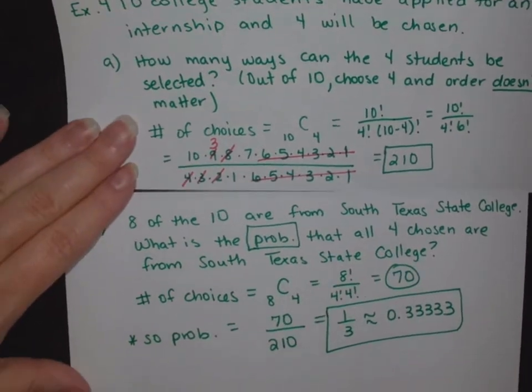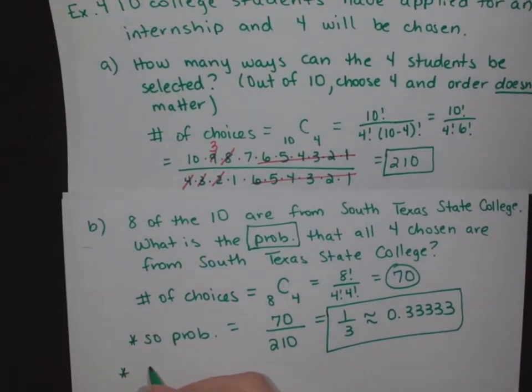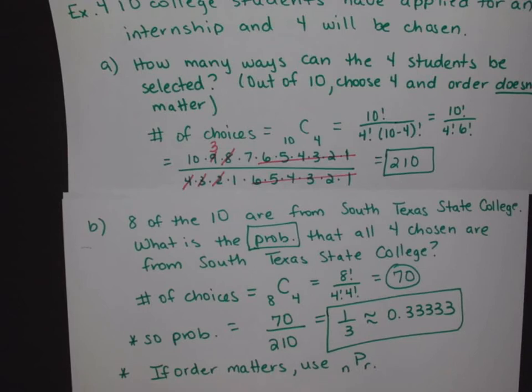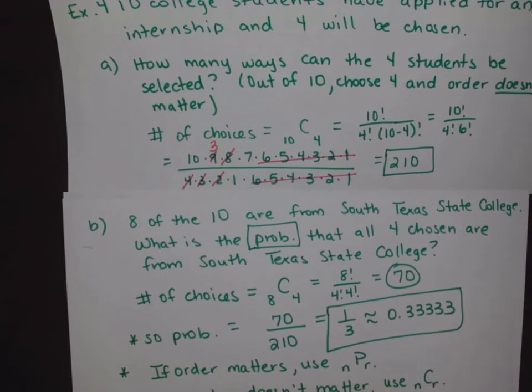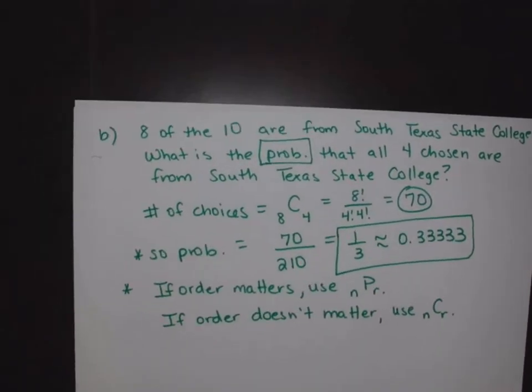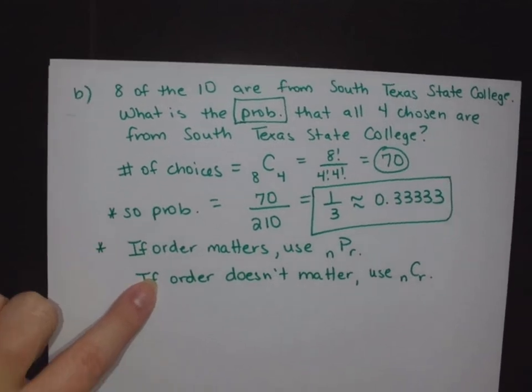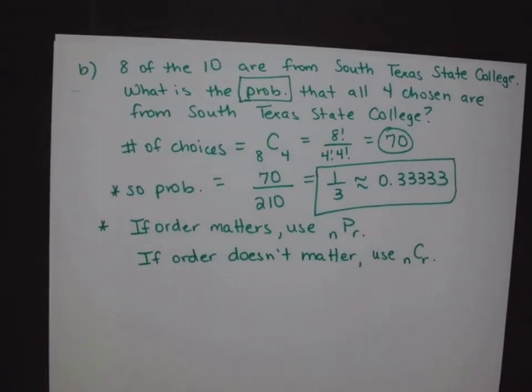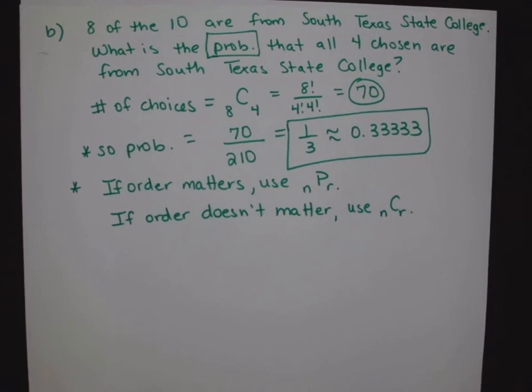So I think one of the biggest things to get out of this section and to make sure that you keep straight is if order matters, use permutations. And if order doesn't matter, use combinations. And these are both, remember, for when you're taking a smaller group from a bigger group. You will always get more possibilities with permutations than with combinations, because when order matters, you'll have more opportunities or more options.